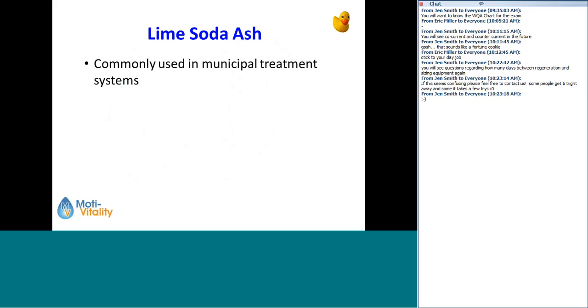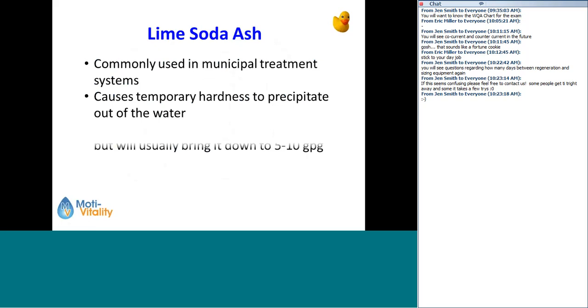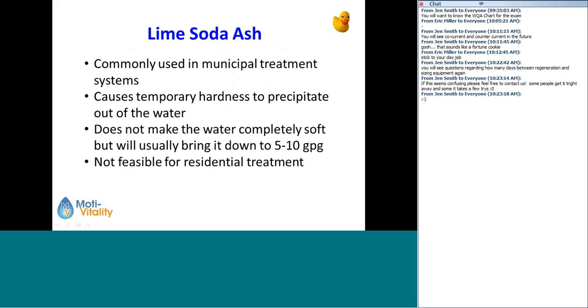Okay. So, municipal systems use lime soda ash. It's commonly used in municipal water treatment systems. It causes temporary hardness to precipitate out of the water. It doesn't make the water completely soft, but it usually takes it down to 5 to 10 grains. It's not really feasible for residential treatment.